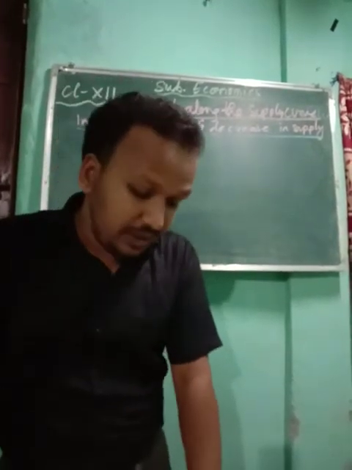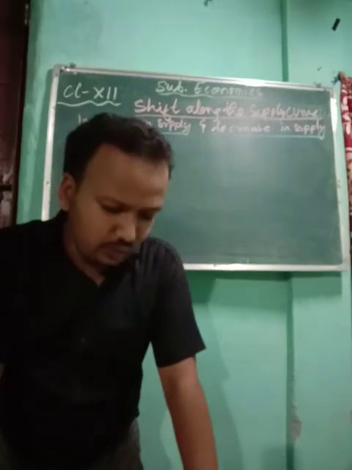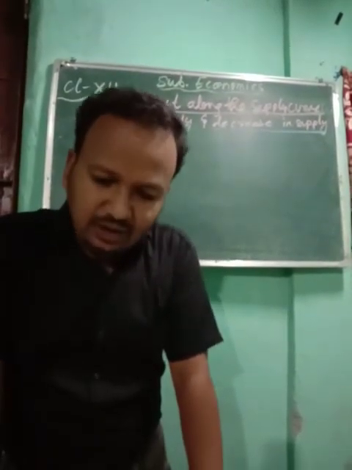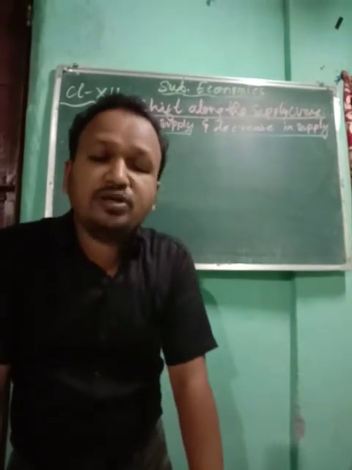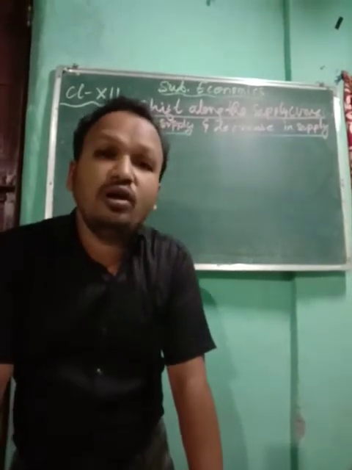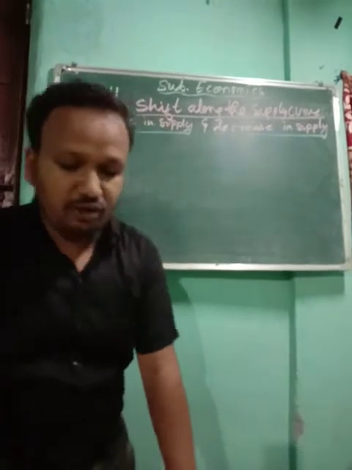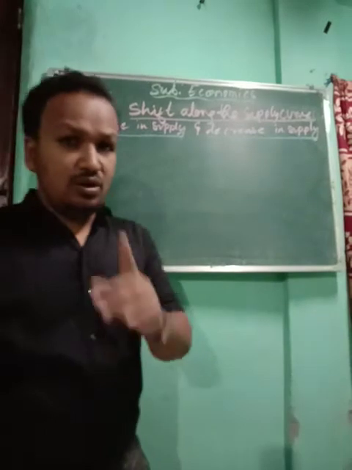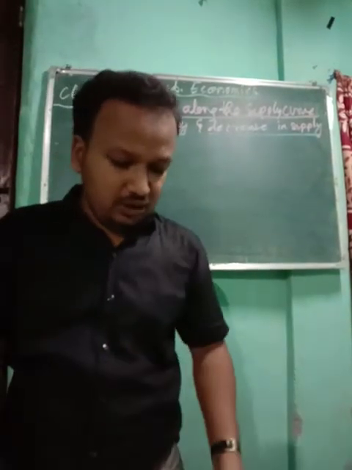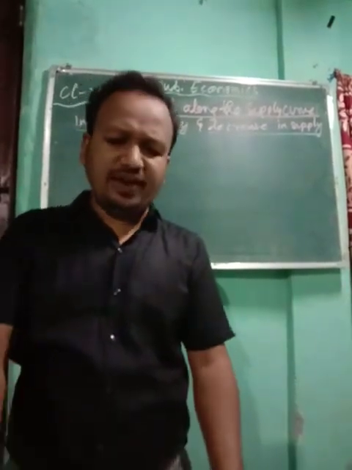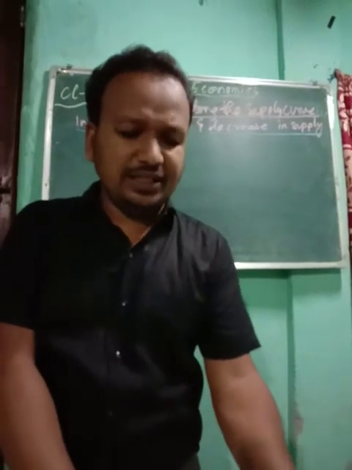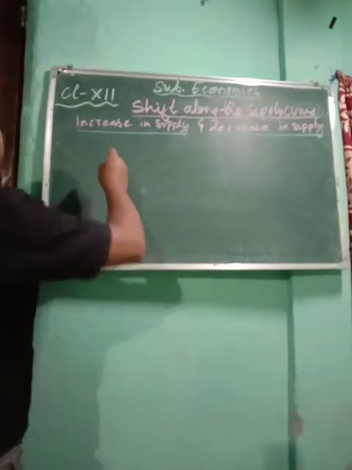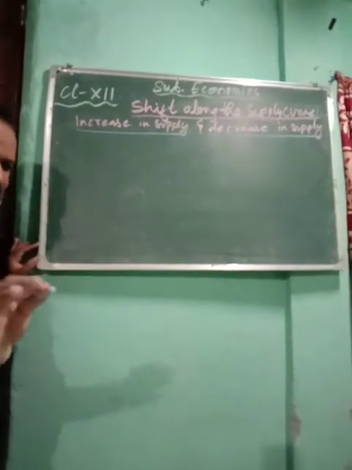Other factors are the price of related goods, cost of production, new invention, natural factors, number of sellers, development of transport and communication, goal of the firm, change in technology, and future expectation. So many are there, everything except the price of the commodity. We can talk about many factors related to the shift along the supply curve. Here first we are going to do increase in supply.